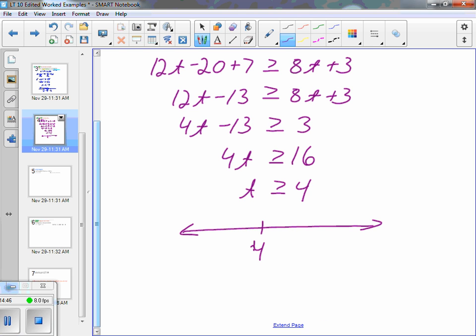Put a 4, put one number to the left, one number to the right. Open circle or closed circle? Closed on the 4, to the left or to the right? So any number to the right of 4 or including 4 will make a true statement for this inequality.